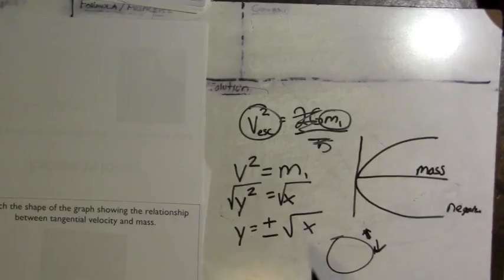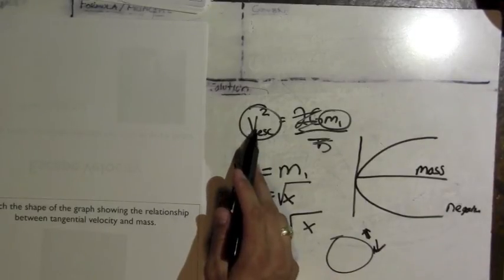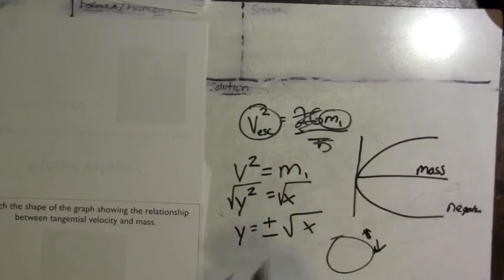Now, because it ends up being a squared value, later on this will actually go away because we're going to have a squared velocity value. But for now, both values will work.